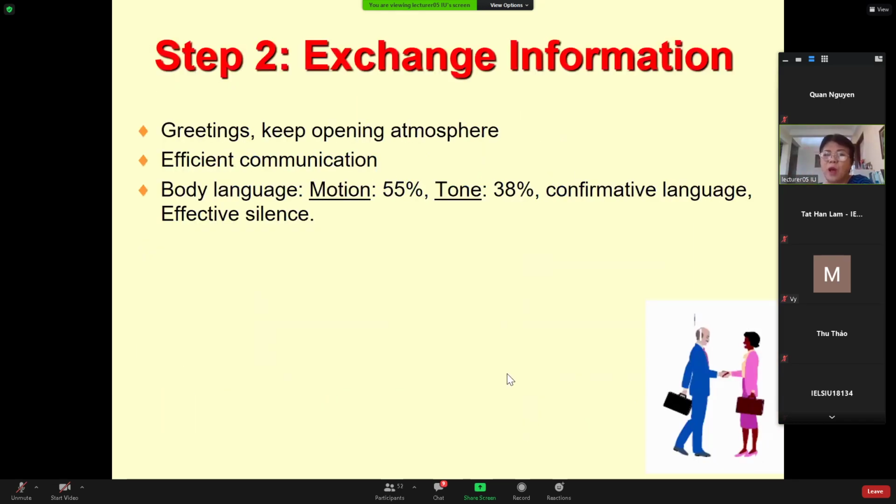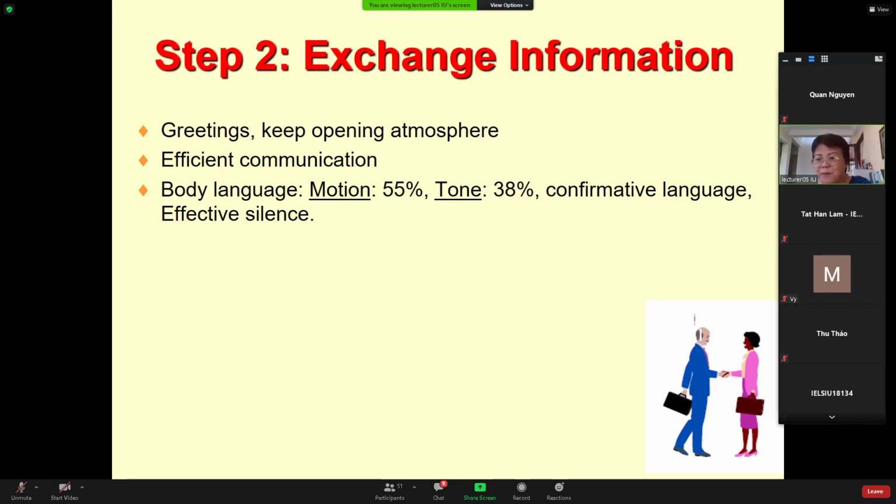Now, after step 1, we come to step 2, which is the exchange of information. Now we come to the negotiation. We come to the meeting. We say hello, keep an opening atmosphere. We come to the meeting with the supplier for the negotiation.